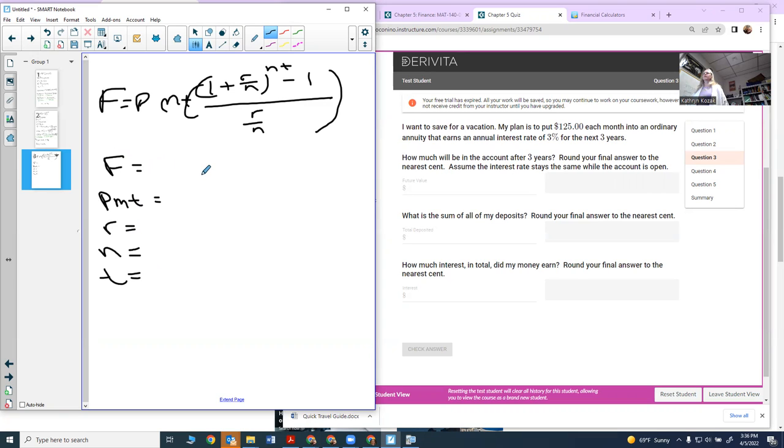I want to save for a vacation. I plan to put $125 away each month, so that is my payment. My payment is $125. I'm in an ordinary annuity, so that's what told me to use this formula. It earns an interest rate of 3%, so I'm going to change that over to 0.03, for the next 3 years. So my time is 3. And since I'm told I'm doing it every month, my N is 12, because it's 12 months in a year.